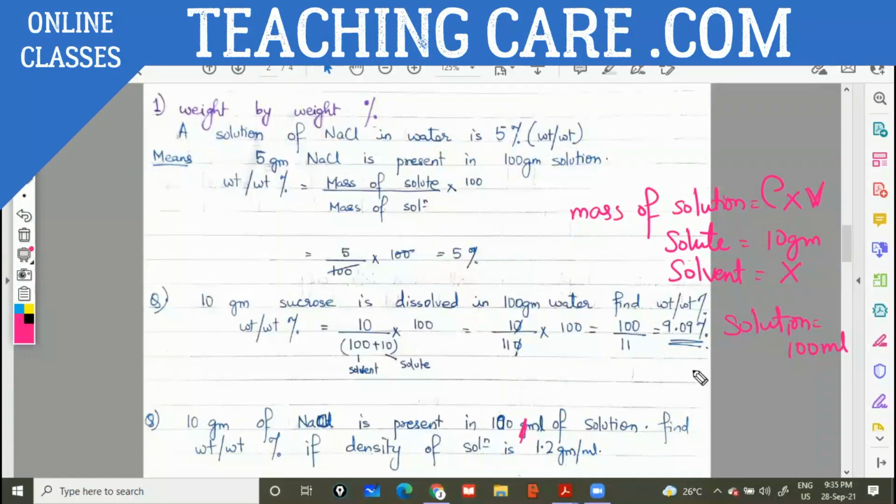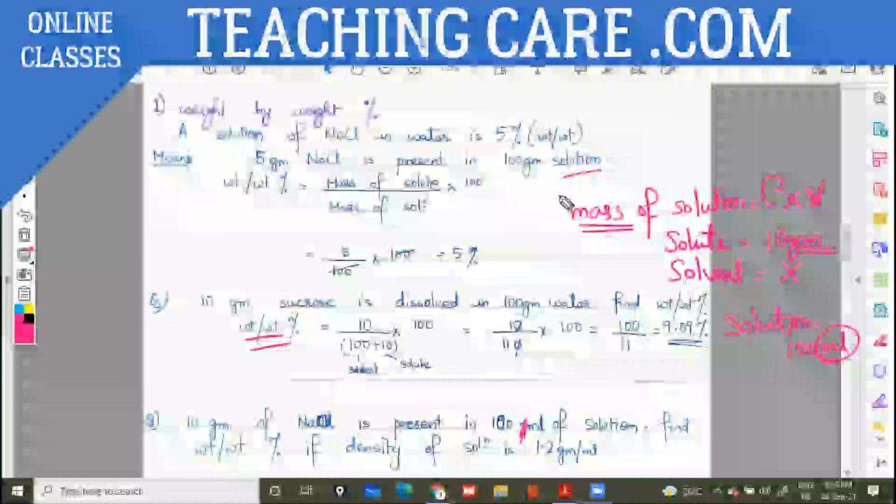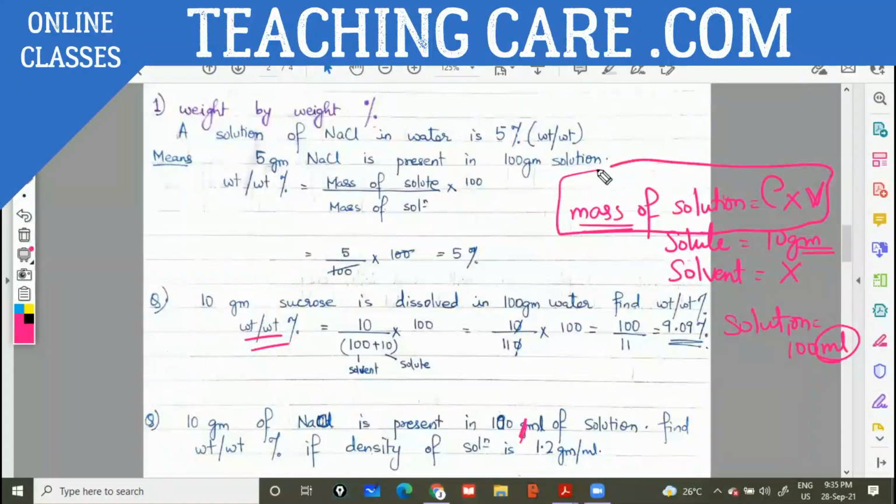Okay, so the solution given is your 100 gram. Now, we know that when we are finding weight by weight, we do not need volume. We need weight. So, you need to convert this volume into mass, that is in grams. You have to use this formula to convert volume. This volume is 100 ml, into density, it is 1.2. 1.2 into 100 will give you the mass of the solution. Got it?